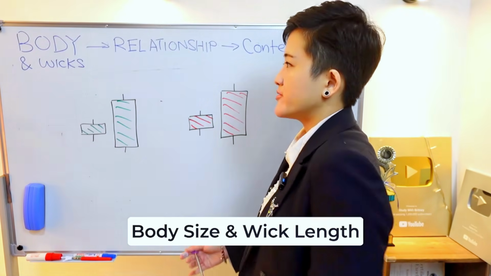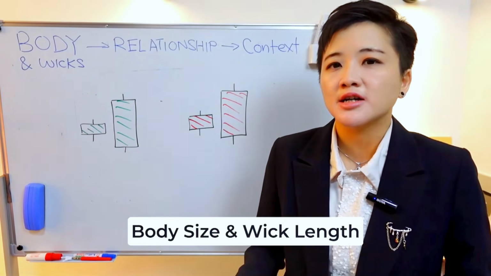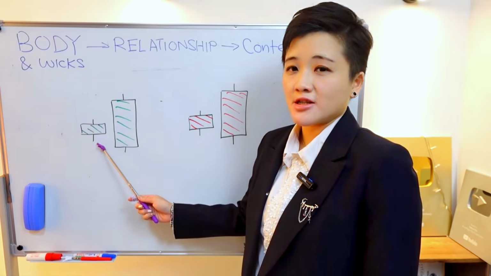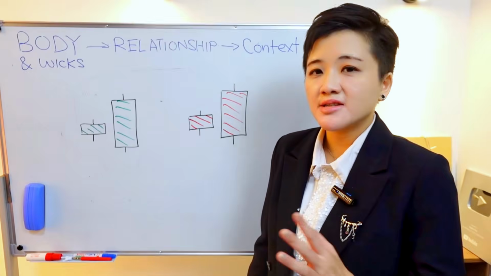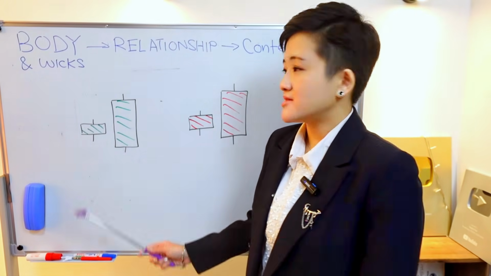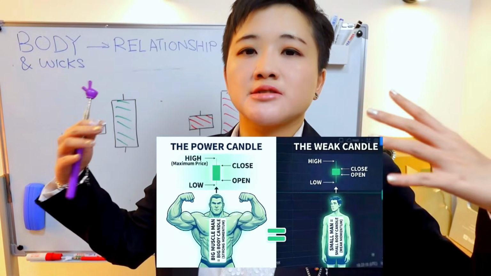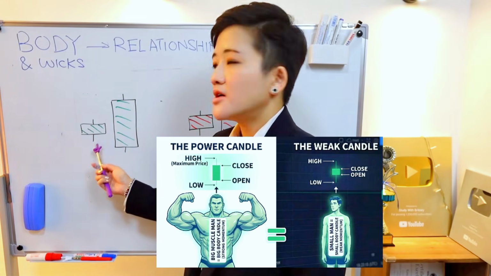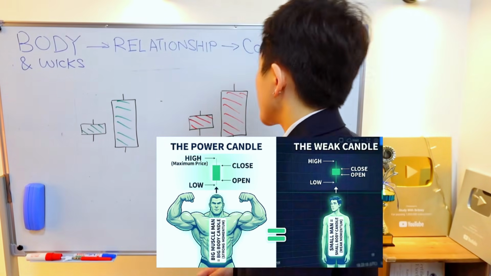So let's start with the body size first. Assuming the wicks of these candlesticks are the same, the only difference is the size of the body. So for a bullish candle, you can see a big body and a small body. To help you remember things easier, just think of a big muscle man as the big candle, and a small underweight man as the small candle.